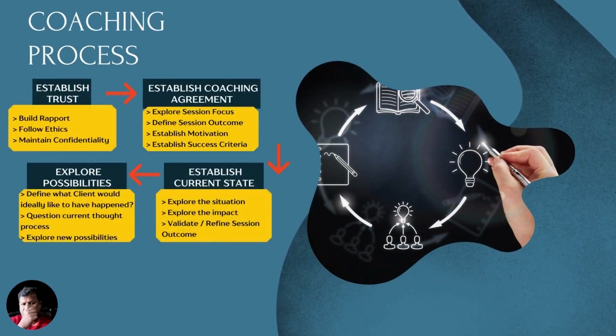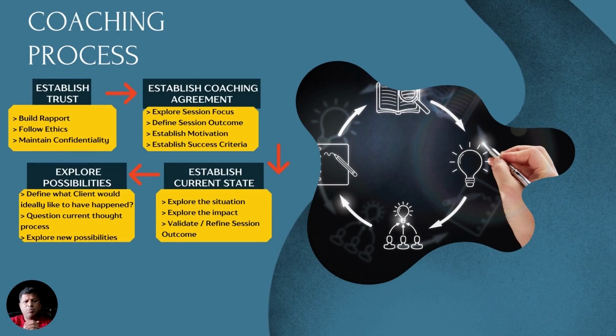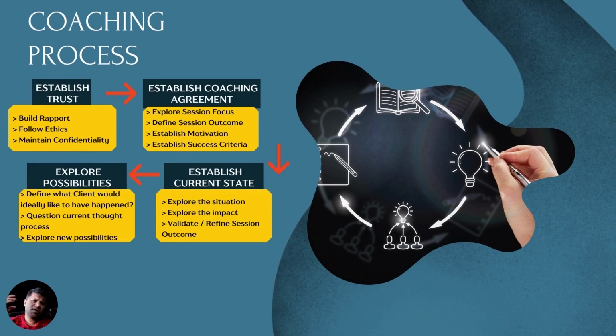Then the fourth step that we are talking about is exploring possibilities. Yes, now you have defined what you want to achieve, you have defined where you are. Now you are talking about what the possibilities are, what the client would have liked to have happened in the ideal scenario. That tells you what possibility they are looking at, right? And then ask them about their current thought process. Yes, what are you thinking now? How is your thought process progressing towards accomplishing what you want? What are you looking at? Or what have you already tried? Right? Explore all those elements.